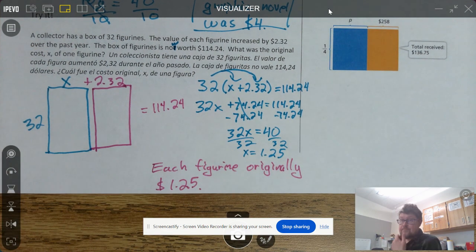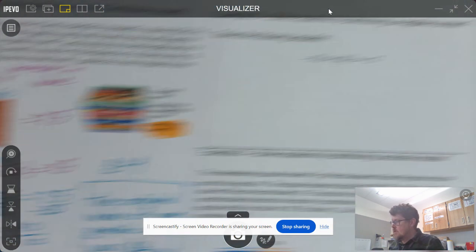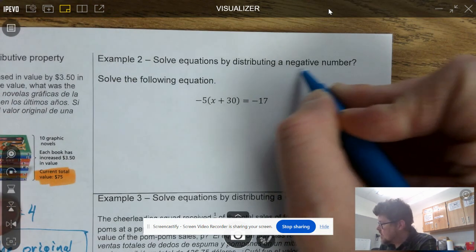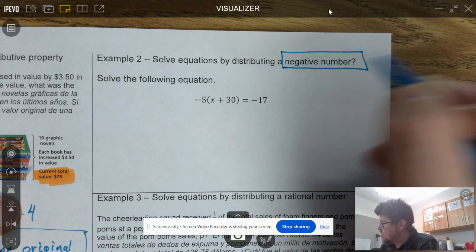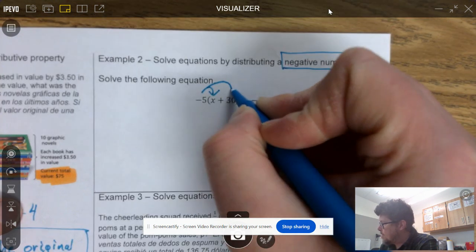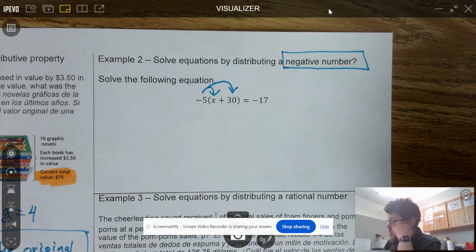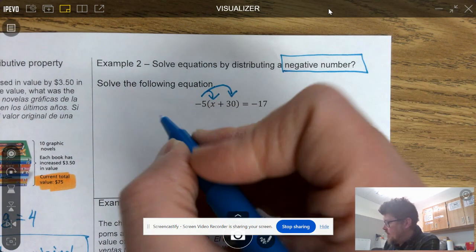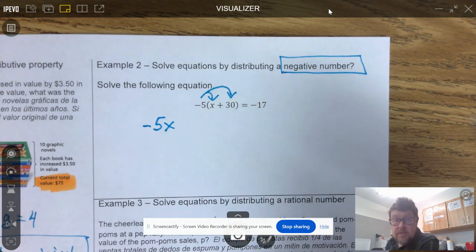Okay. All right. Now, this is just a straight up equation, no word problem. So all we're going to do is distribute. This case is interesting because we are using a negative number. Okay. So when you distribute or when you multiply by a negative number, I have a negative 5 here and I have a positive x. When that happens, the result, the answer is negative.